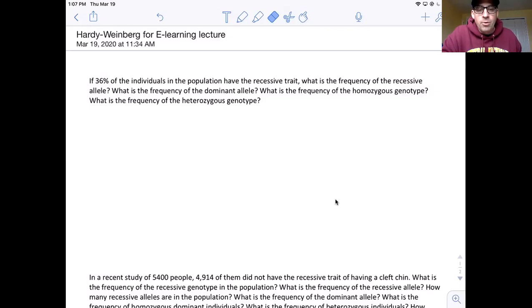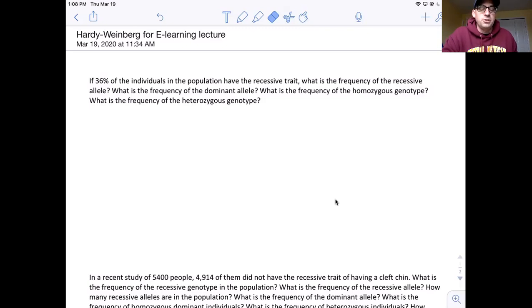So I wanted to walk you through one example that's a little on the easier side and then one that's a little bit more on the challenging side. Let's take a look at this first question that says, if 36% of the individuals in the population have the recessive trait, what is the frequency of the recessive allele? Then it asks for the frequency of the dominant allele, the homozygous dominant genotype is what that should say, and then what is the frequency of the heterozygous genotype.